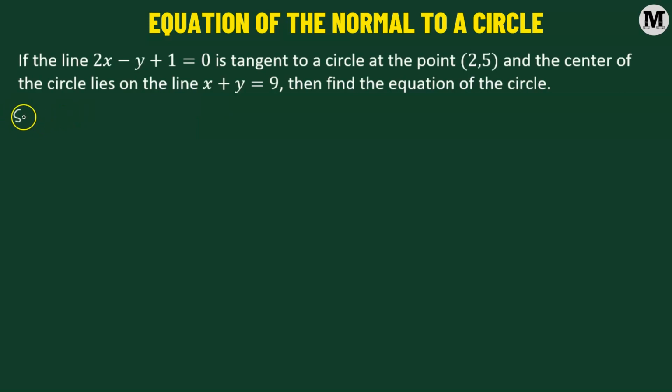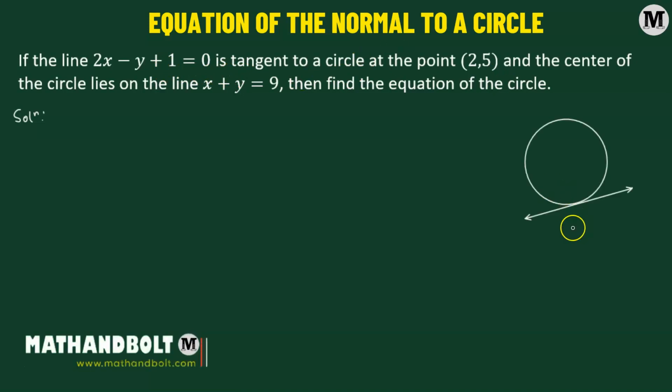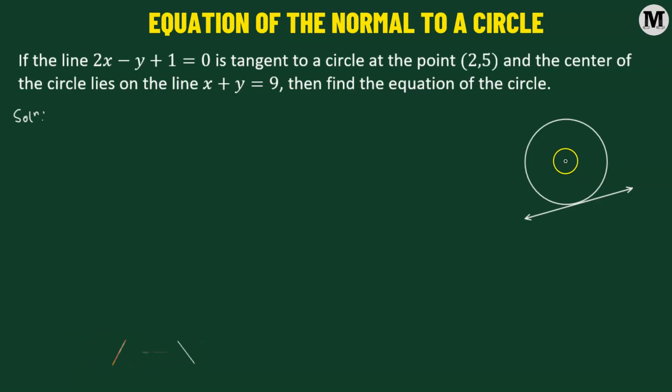So let us begin. Let's try to understand the problem graphically first. We'll consider a circle and the line which is tangent to the circle at the point (2, 5). Here we have the circle centered at C, and a line with the equation 2x minus y plus 1 equals 0, which is tangent to the circle at point A, and the coordinates of point A are (2, 5). Now we have another line, x plus y equals 9, which passes through the center of the circle.